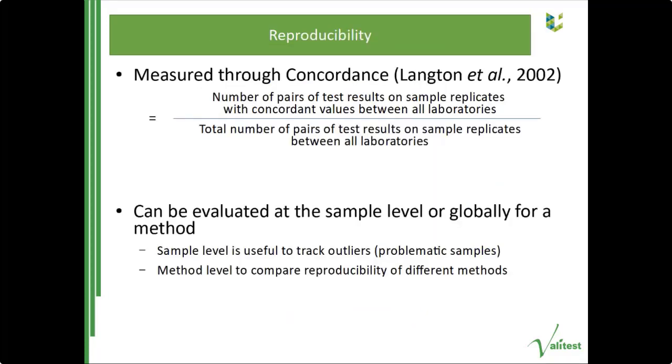Along with accordance, we chose to measure reproducibility through concordance, also defined by Langton in 2002, as the number of pairs of test results on sample replicates with concordant values, but between all laboratories, divided by the total number of pairs of test results on sample replicates, but also between all laboratories. It can be evaluated at the sample level or globally for methods, but no more at the laboratory level because it needs the results of all laboratories to be evaluated. Sample level is useful to track outliers, and again, method level is used to compare reproducibility between methods.